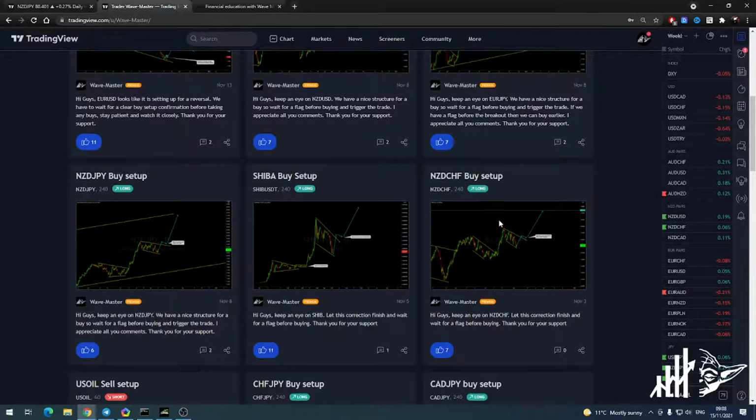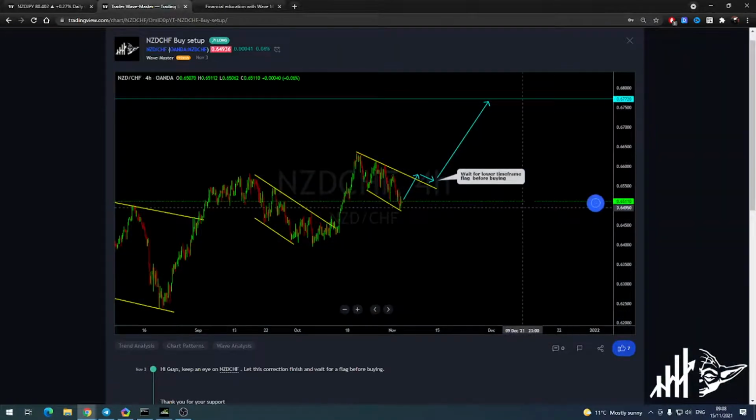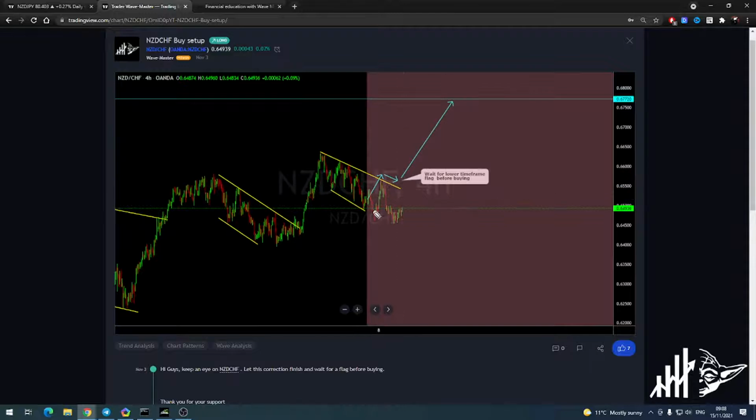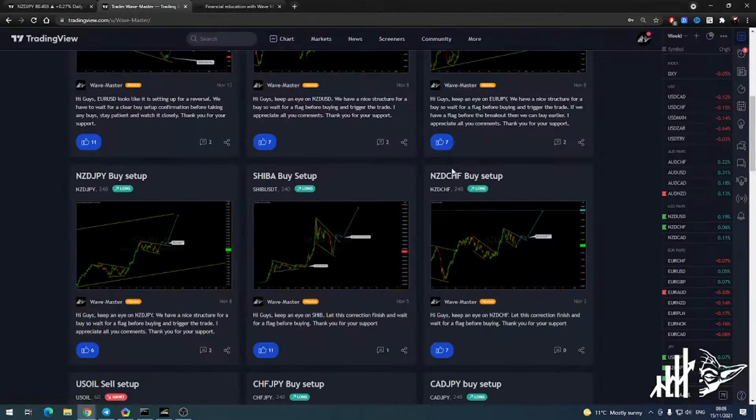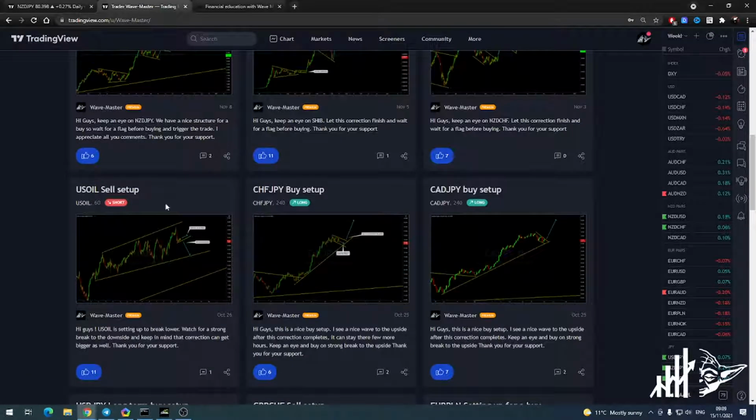New Zealand Chief, this one is also there. It just went one more up, one more low. That didn't change anything. We are still watching it for the upside. So nothing has changed. As you can see, there is no change of any pattern. We are still sticking to the higher time frame direction, and setups are still available.